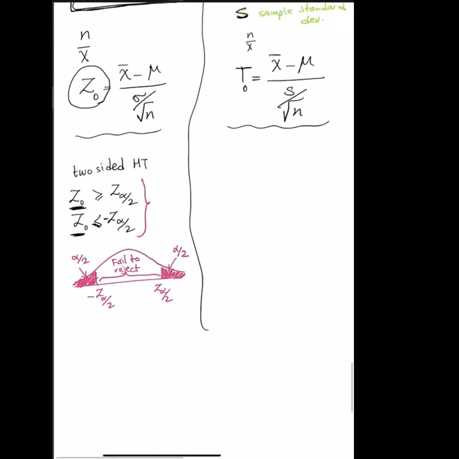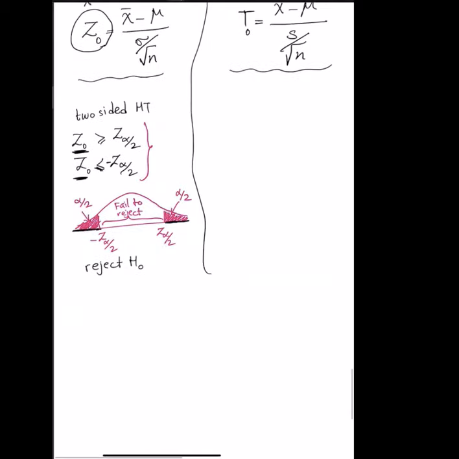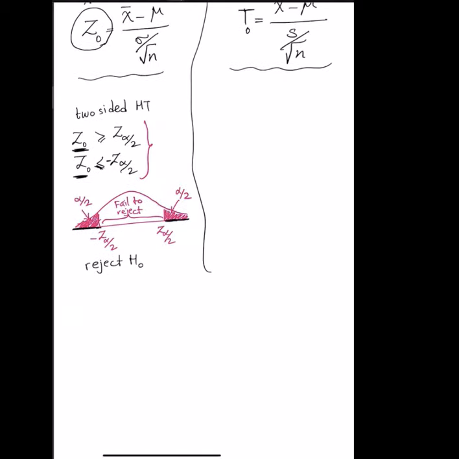If the value of my test statistic falls somewhere here or somewhere here, if Z naught is greater than Z of alpha over 2 or is less than minus Z of alpha over 2, I'm in the rejection area. Then I would reject the null hypothesis. Another name for the rejection area is the critical area. And the fail to reject area is the confidence interval. Exactly. Okay. And then if it's a one-sided test, then I need to compare Z of null.